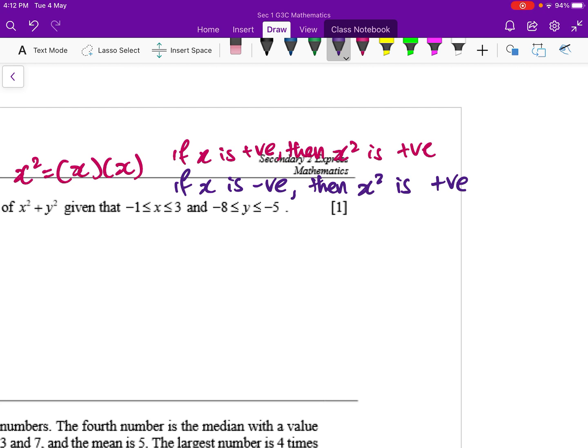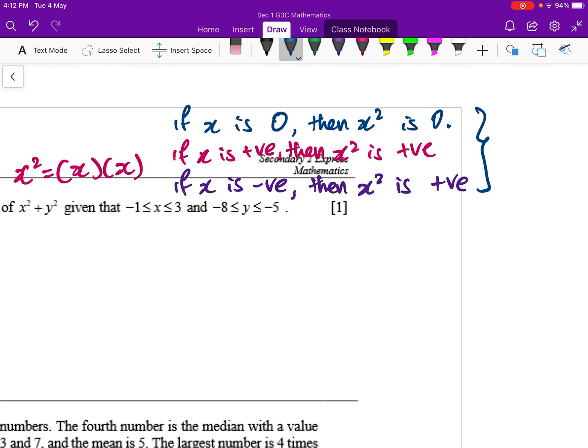What is the other option? The other option will be if x is 0, then x squared is 0 times 0, which is 0. Now out of these three options, which is the smallest?